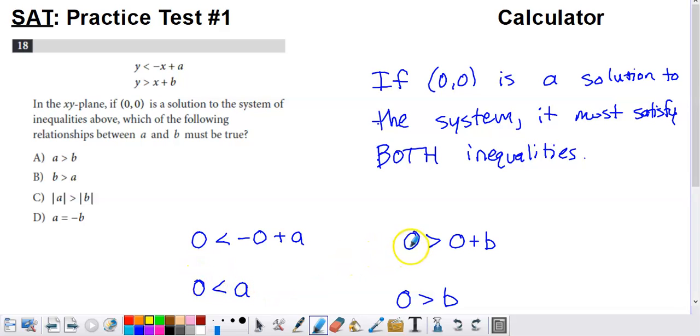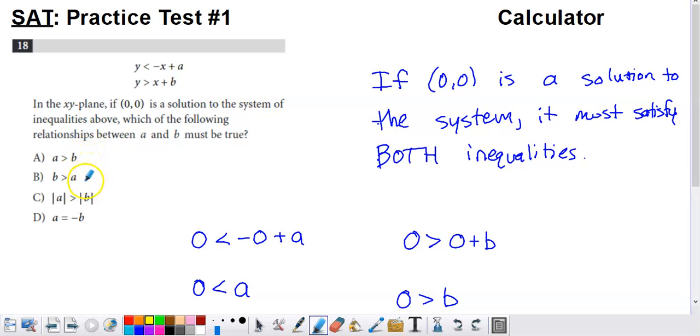If I do a similar sequence of steps with the second inequality, 0 goes in for the y, 0 goes in for the x. This right-hand side simplifies to b. Think about this bottom line. 0 is less than a. That tells us that a is positive. 0 is greater than b. That tells us that b has to be negative. So what we've basically been able to realize by going through this process is that a is positive, b is negative.